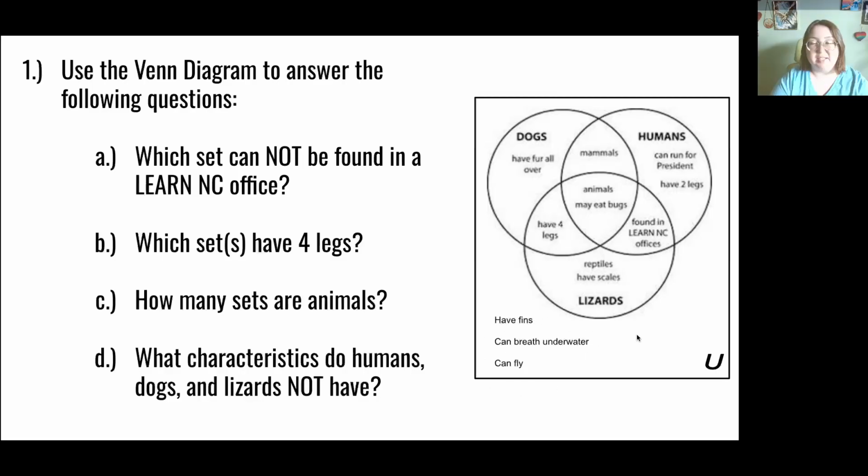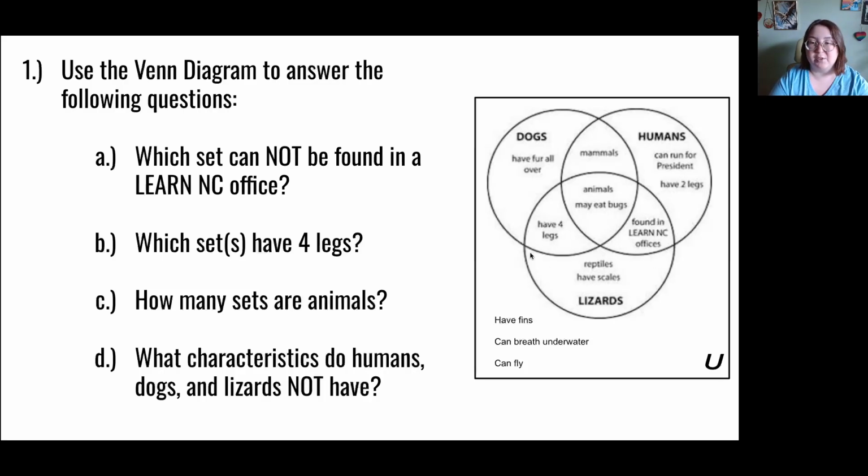Now, looking at our sets here individually, we have humans here, right? Humans in our whole set here, right? They're mammals. Those are also animals. We can eat bugs. We can be found in a Learn NC office, whatever that is. Can run for president, and we have 2 legs. Then over here, we have our set for dogs. Dogs have fur all over. They are mammals, which are animals. They may also eat bugs, and they have 4 legs.